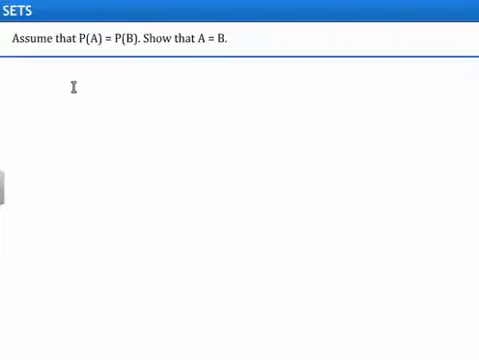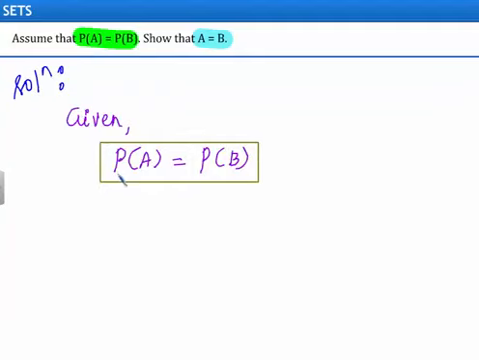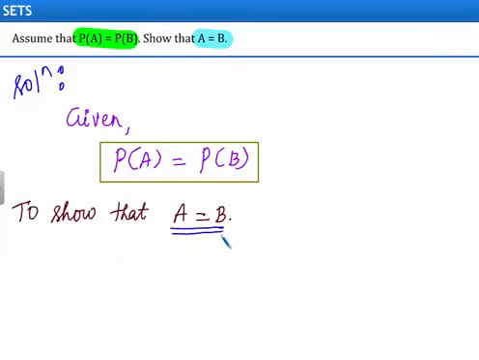In this problem, we have to assume power set of A is equal to power set of B, and we need to show that set A is equal to set B. Let us begin with the solution. We are given power set of A is equal to power set of B. We need to show that set A is equal to set B.